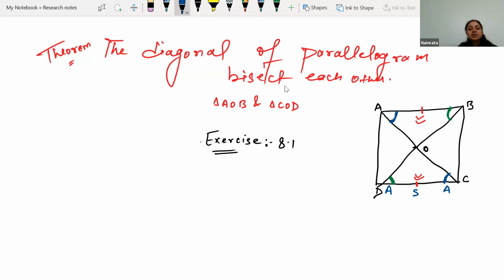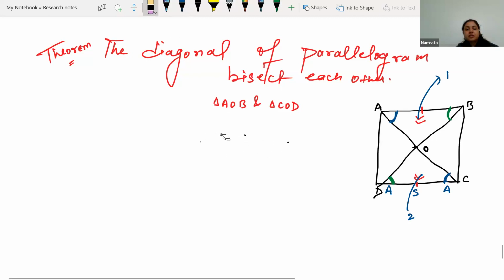So the angle side angle congruency rule will say these two triangles, triangle number 1 and triangle number 2, are congruent. If triangle number 1 and triangle number 2 are congruent, then we can say their corresponding parts will be equal, right? Yes, mom, triangle DOC and BOA are equal, right? Yeah, that also we can take.